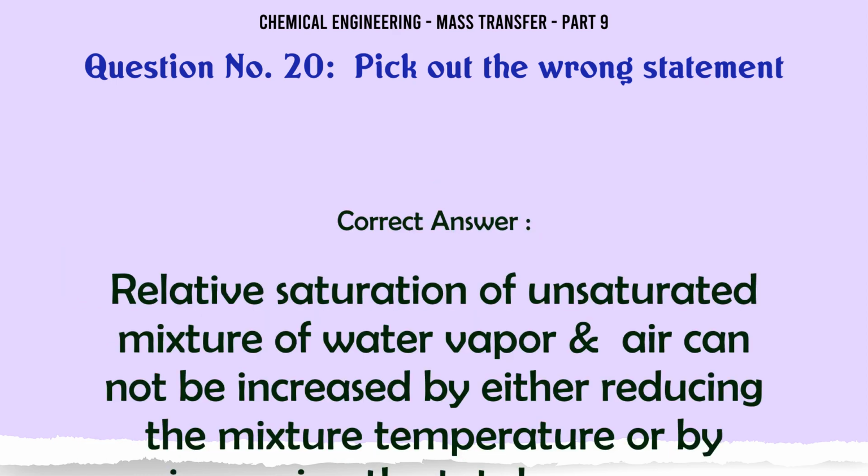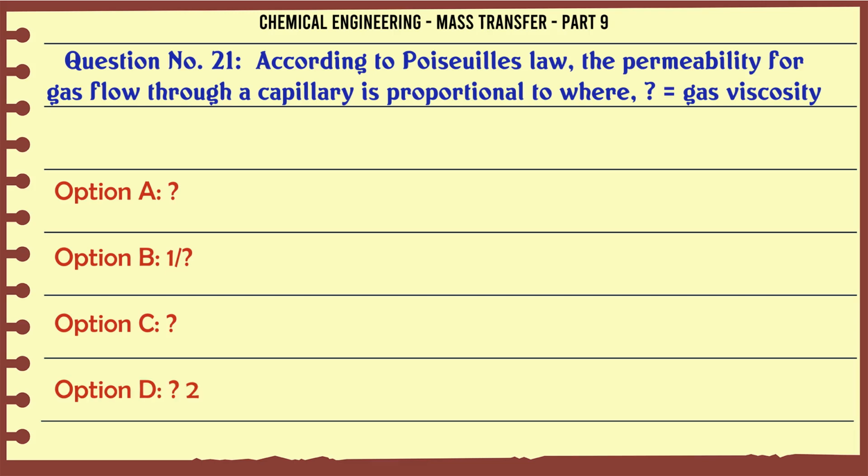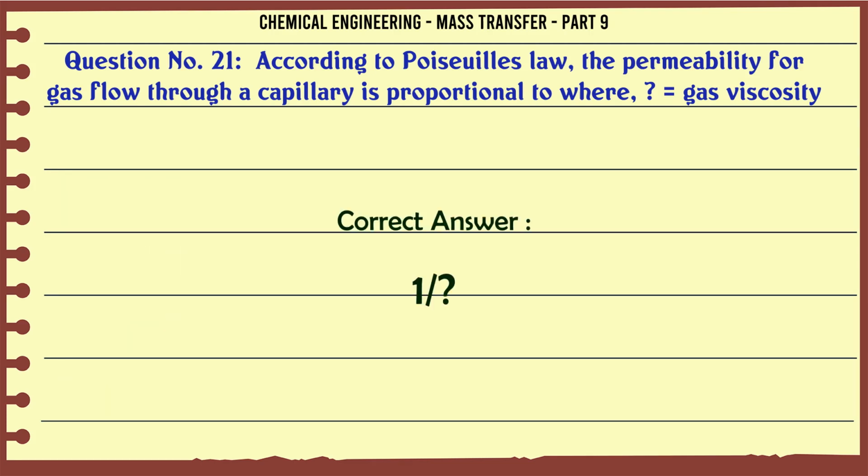The correct answer is relative saturation of unsaturated mixture of water vapor air cannot be increased by either reducing the mixture temperature or by increasing the total pressure. According to Poiseuille's law, the permeability for gas flow through a capillary is proportional to what, where μ is gas viscosity. A. μ, B. 1/μ, C. μ, D. μ². The correct answer is 1/μ.